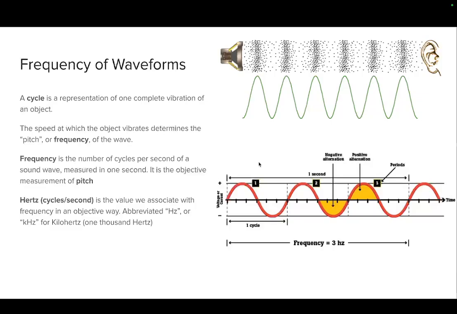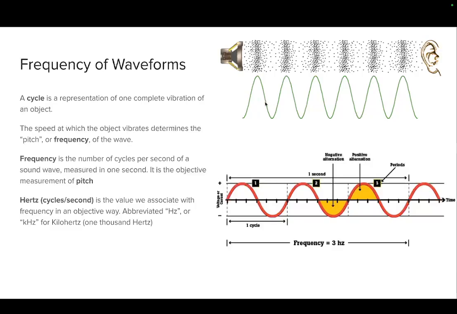Frequency is the number of cycles per second of a sound wave. It is measured in one second, and it is the objective measurement of a pitch. The higher the perceived pitch, the faster the frequency. The lower the perceived pitch, the slower the frequency.